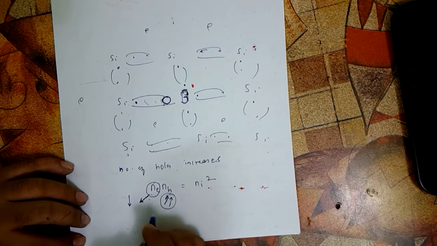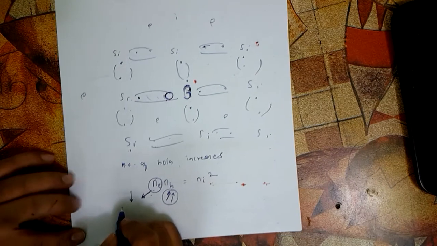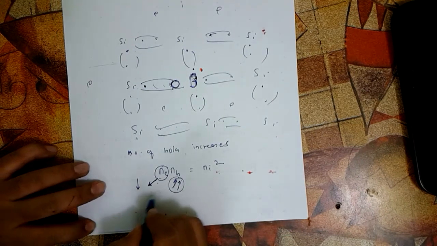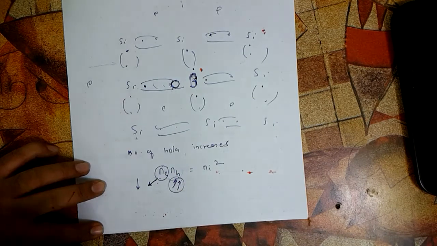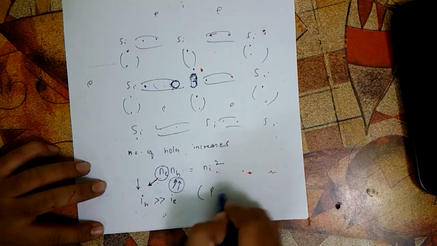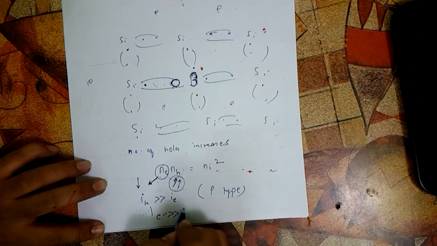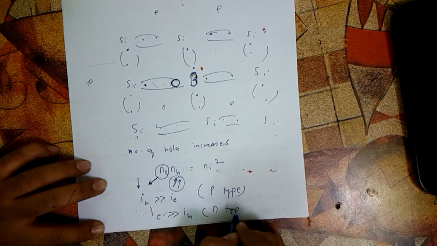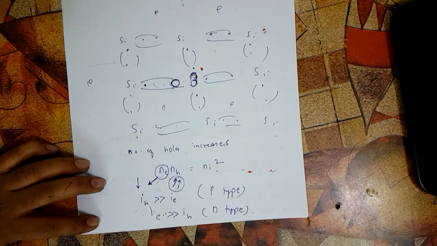their product remains the same. So in case of p-type semiconductors, the majority of the current is through the hole current. So, hole current versus electron current: IH is much greater than IE in case of p-type, and IE is much greater than IH in case of n-type. So that was about the extrinsic semiconductors. Alright, so let's move ahead now.